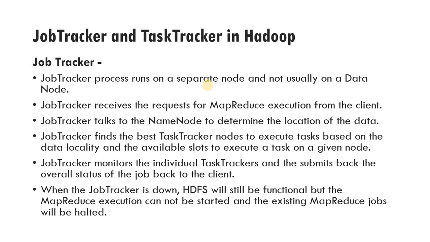JobTracker monitors the individual TaskTrackers and submits the overall status of the job back to the client. When the JobTracker is down, the HDFS will still be functional, but MapReduce execution cannot be started and the existing MapReduce jobs will be halted. So here JobTracker is directly connected with MapReduce. In case the JobTracker is down, other functionality is working, but MapReduce cannot be executed. At that time, no new MapReduce is executed, and the existing MapReduce will be halted.